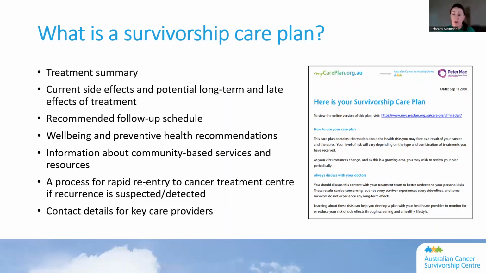Wellbeing and preventative health recommendations relevant to the patient, such as exercise or healthy eating. Information about community-based services and resources for further information and help. A process for rapid re-entry to the cancer treatment centre if recurrence is suspected or detected, and contact details for key healthcare providers.